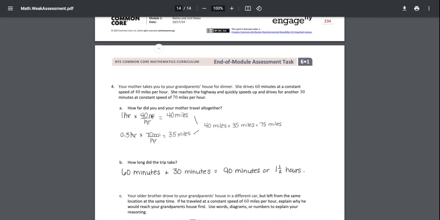So, how far did your mother travel? Well, she traveled for 40 miles for the 1 hour, and then for half an hour, what's half of the 70 miles? 35. So we divided 70 by 2 to get half of that hour. She traveled together for 75 miles. How long did it take? 60 minutes plus another 30 minutes is 90 minutes, or 1.5 hours.